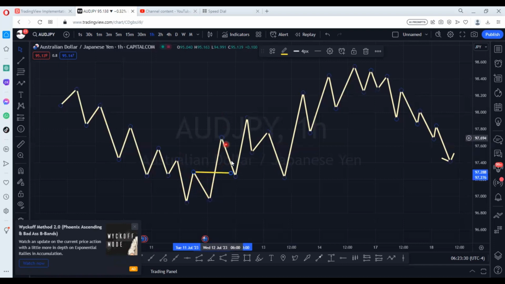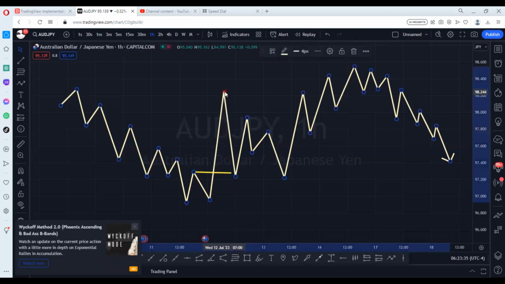And up next, you should wait for a retest, because the market, no matter where it goes, can go all the way up right here.